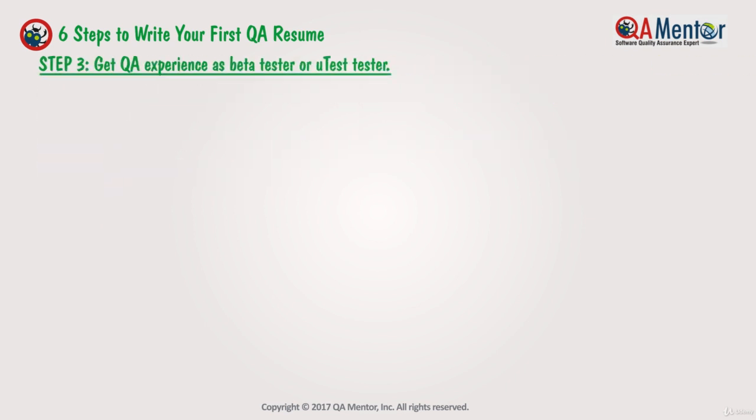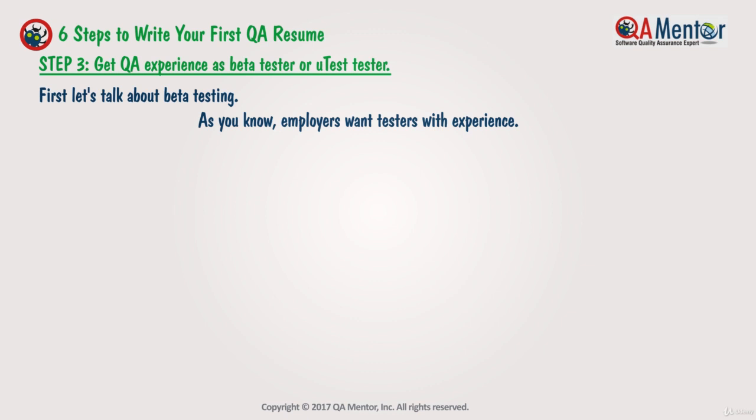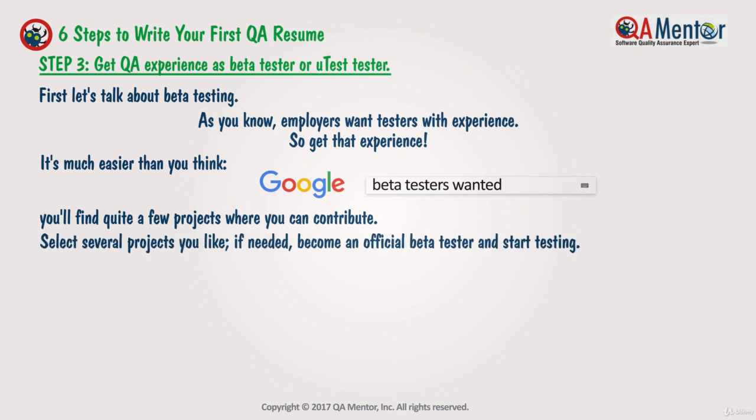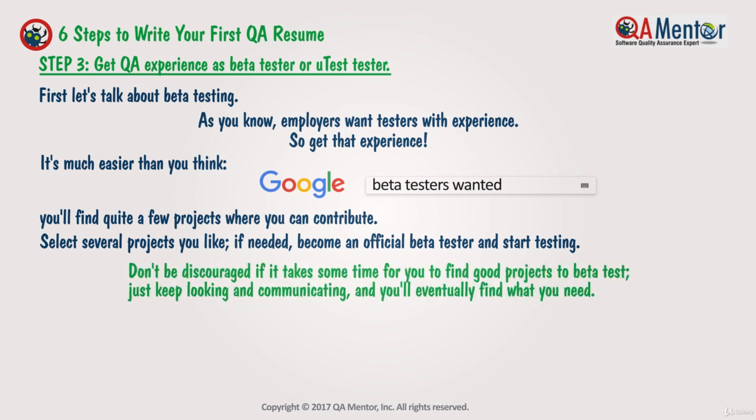Step 3. Get QA experience as beta tester or U-test tester. First, let's talk about beta testing. As you know, employers want testers with experience, so get that experience. It's much easier than you think. Just Google the phrase beta testers wanted, and you'll find quite a few projects where you can contribute. Select several projects you like. If needed, become an official beta tester and start testing. Don't be discouraged if it takes some time for you to find good projects to beta test. Just keep looking and communicating, and you'll eventually find what you need.